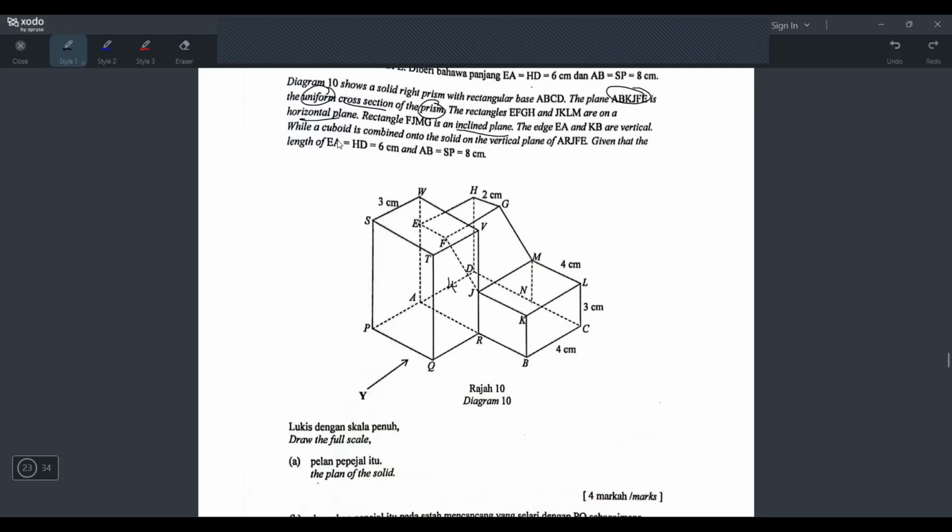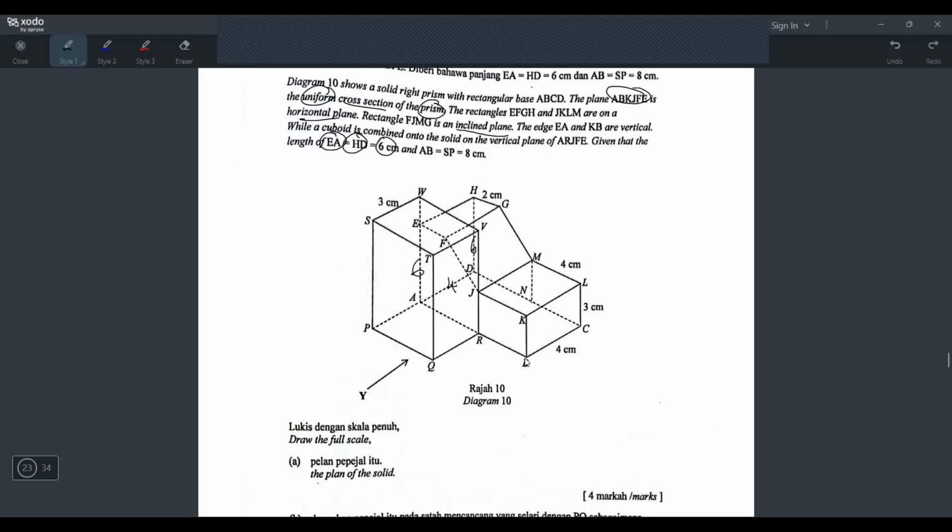While a cuboid is combined onto the solid on the vertical plane ABFJE, given that the length of EA and HD is 6 cm. I think this, if you have to label EA 6 cm. So if EA 6 cm, HD, they also give 6 cm. Where is HD? H to D, where is it? D is here. H is here. Oh, okay, okay. So from here to here. Okay, let's write here 6. And then ABSP 8 cm.